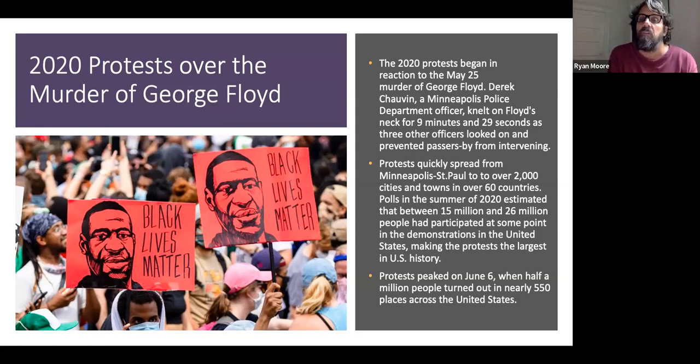The polls in the summer of 2020 estimated that between 15 million and 26 million people had participated at some point in the demonstrations in the United States, making these protests the largest in US history. That's just a staggering number, 15 to 26 million people.